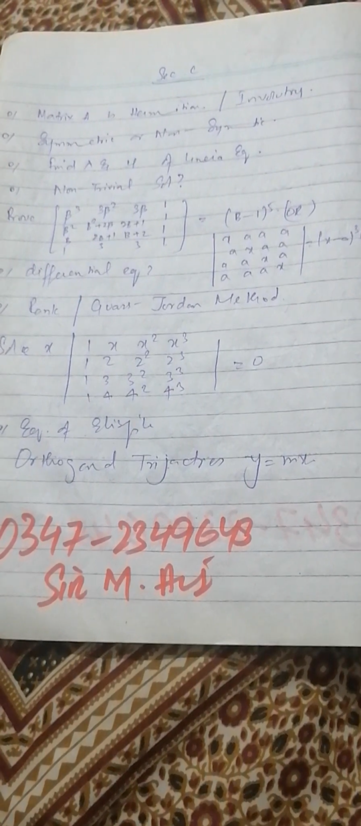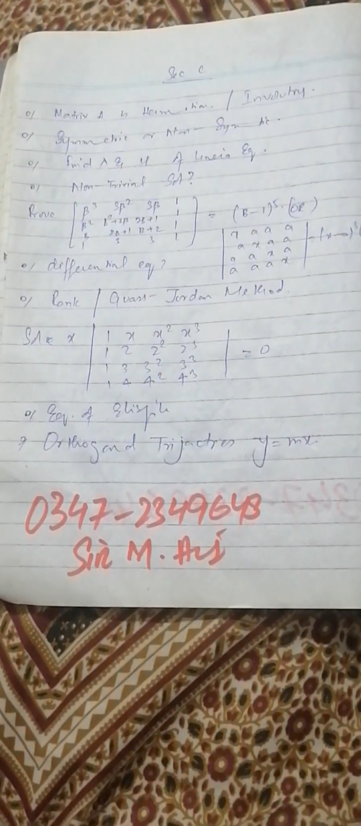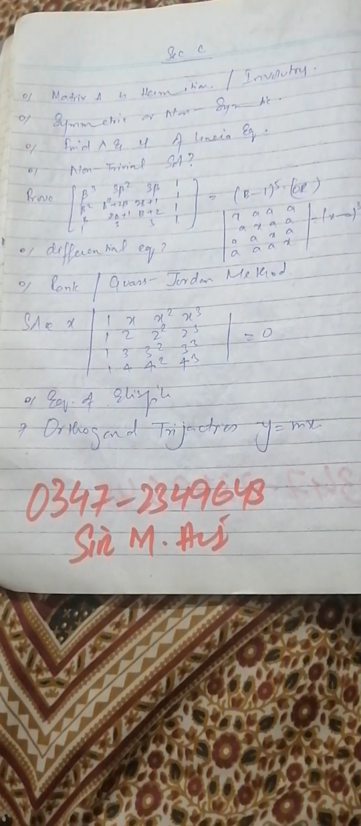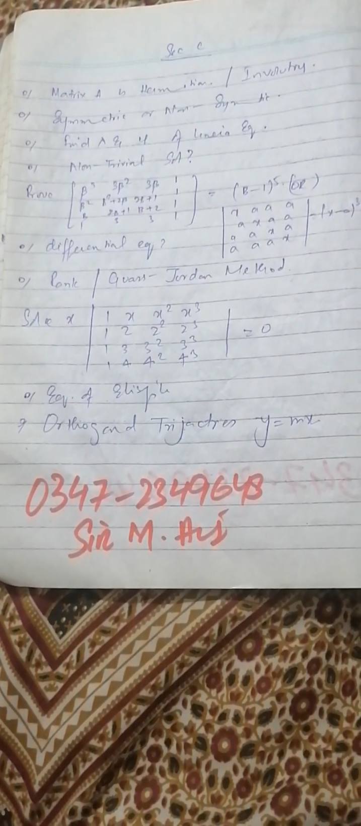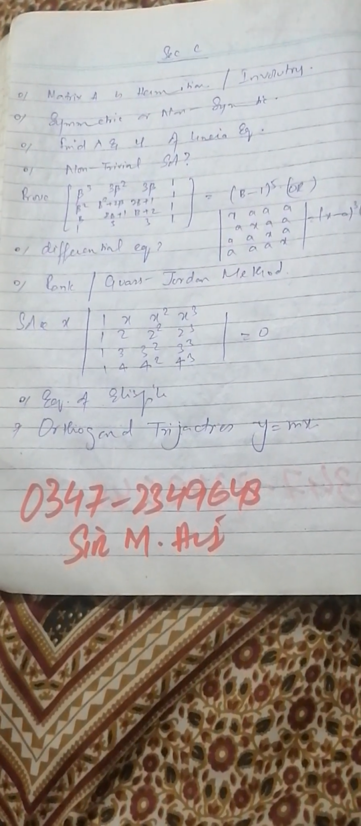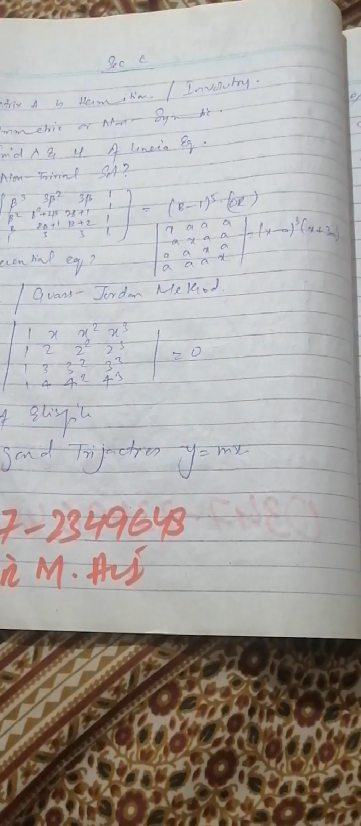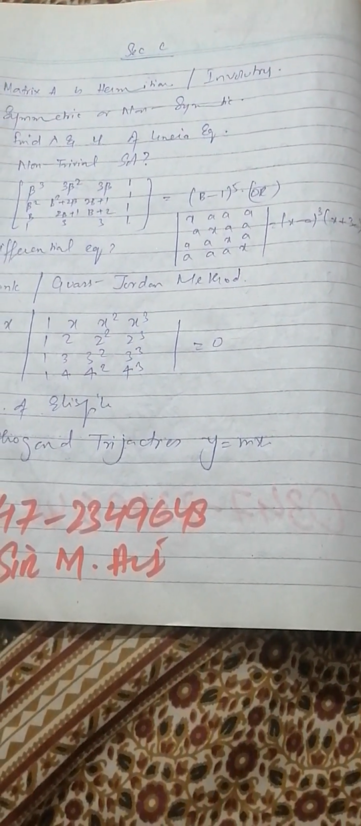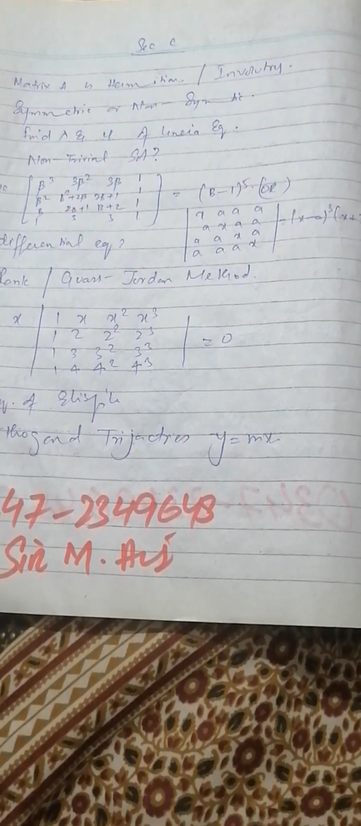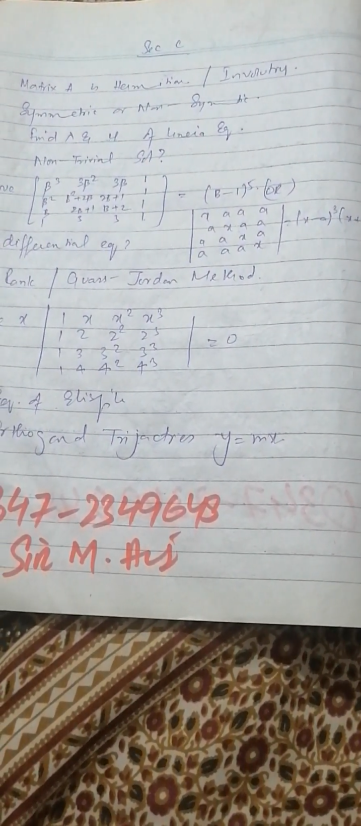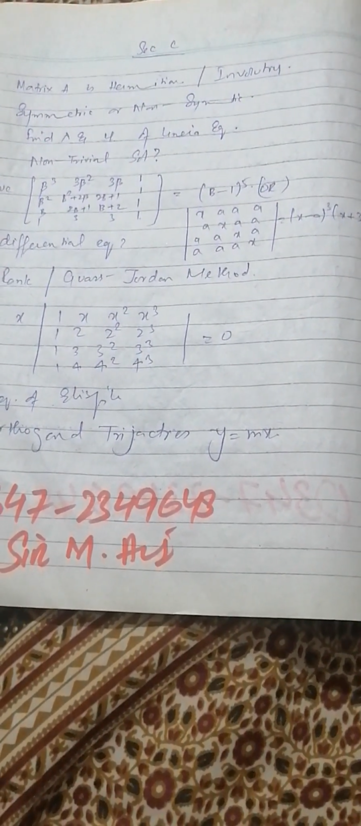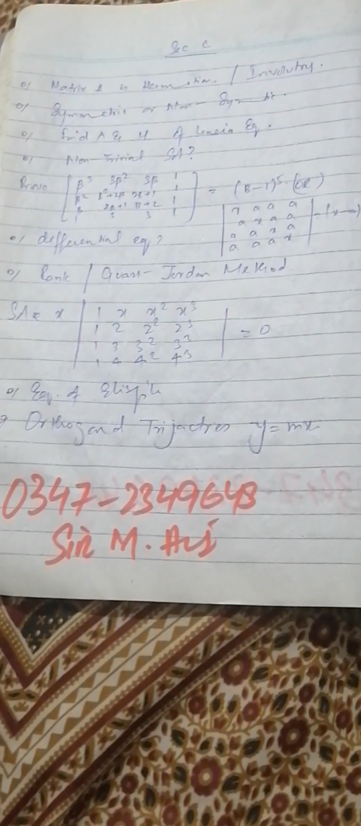Matrix A is Hermitian or involutory. This is the first question from section C. Symmetric or non-symmetric matrices, hopefully they give the example there. Find lambda and mu of linear equation, non-trivial solution, and prove this. Maybe this question will come, or I have mentioned other questions as well. But this question will also come. Might be something is changed, but hopefully the same question will come. Might be the values will be changed.